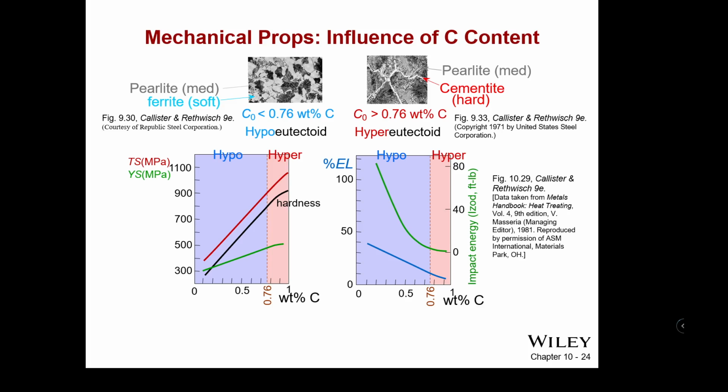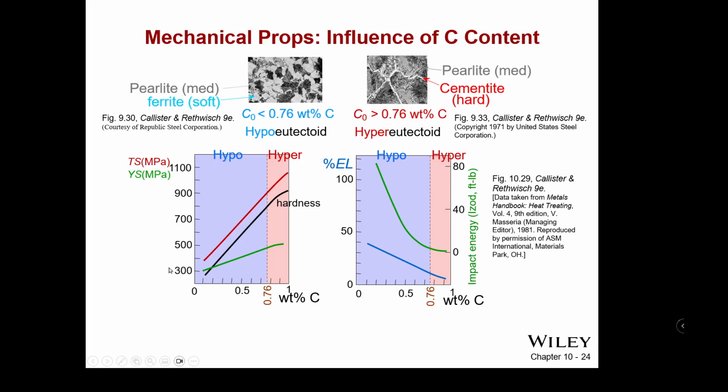So what mechanical properties change and how do they change? The influence of the carbon content matters tremendously. So you have the pearlite that's medium strong. You have the ferrite that's very soft. So the hypoeutectoid, below 0.76 weight percent carbon, tends to have a tensile strength as a function of the weight percent carbon. The hypoeutectoid, below the eutectoid.